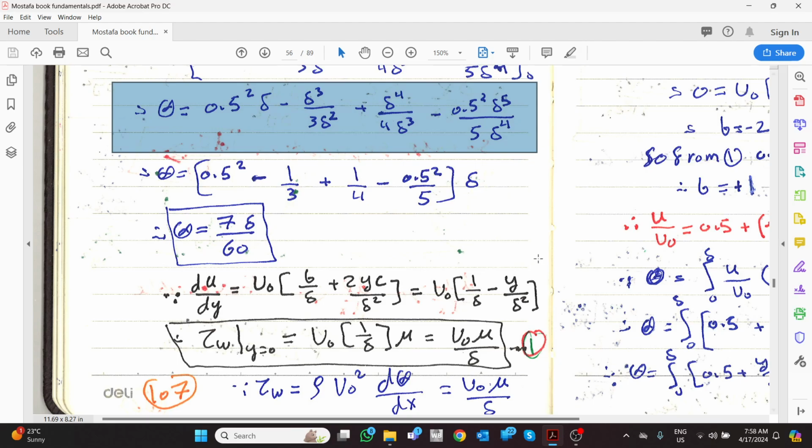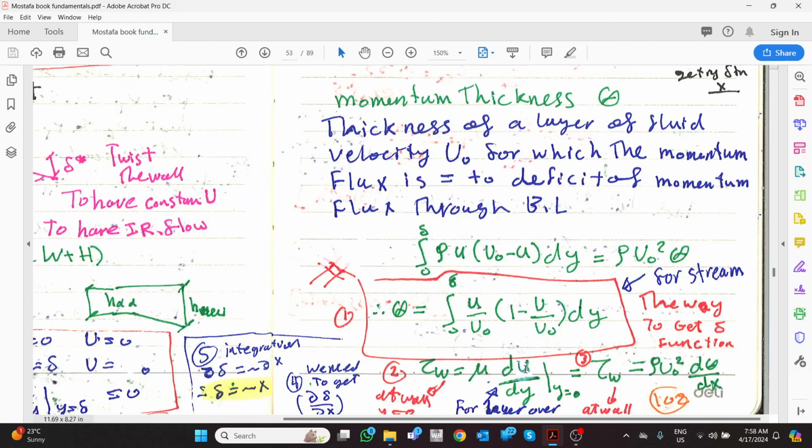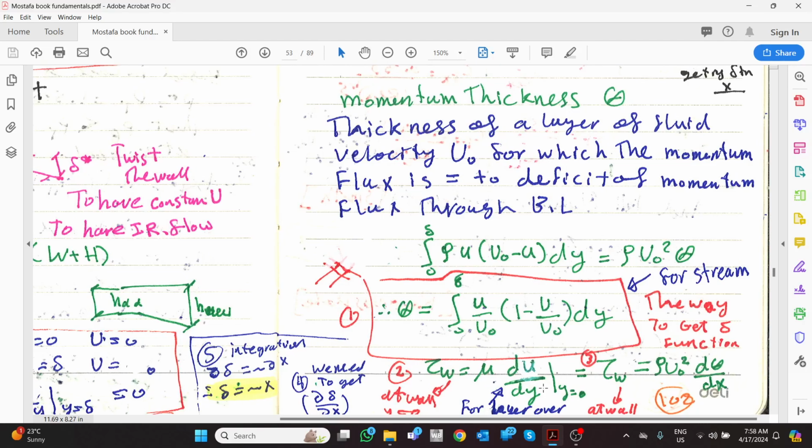And we know a, b, and c, so you know this equation. Multiply it by mu. What will you have? You will have the shear wall here. So mu multiplied by du by dy, you have the shear wall. And this one is equal to this one also as well.